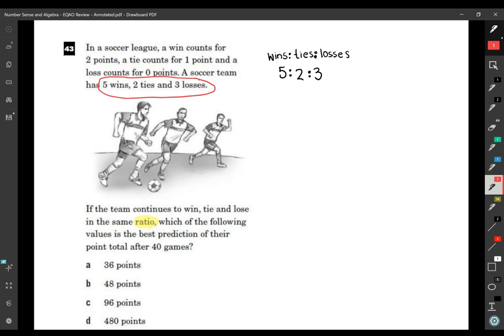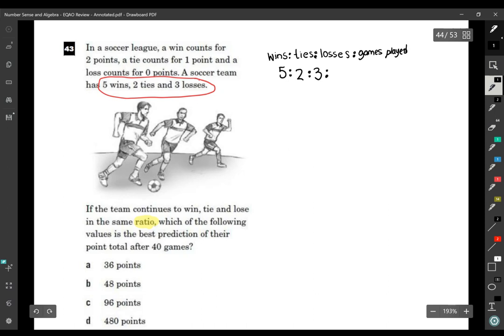So this ratio compares 3 quantities. You can actually have a ratio comparing as many quantities as you want. So what I'm going to do is something sneaky. I'm going to add one more, and I'm going to add it as games played, so total games played.